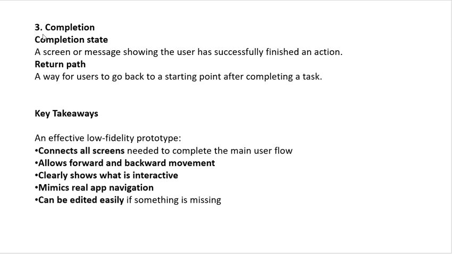The third and last is completeness. A completion state screen or message shows the user has successfully finished the action, and there is a return path, a way for the user to go back to the starting point after completing a task.